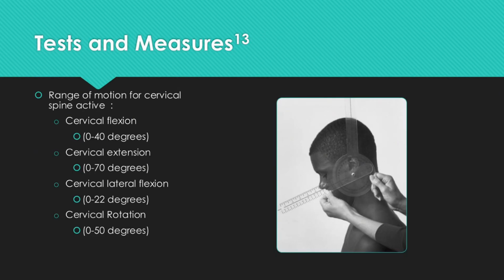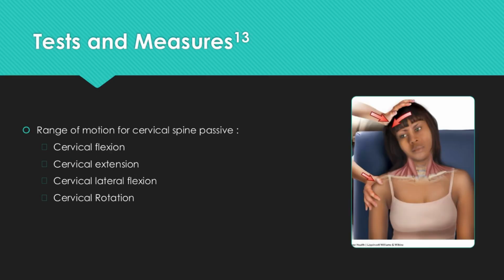So one of the testing measures we focused on was range of motion, which, as you can see, includes cervical flexion, extension, lateral flexion, and rotation. I also included the ranges of motion so that when you're working with people with these types of pathologies, you know what would be normal and what would be abnormal based on the limitations they may have. You can also do it passively, as I have here, which shows passive cervical lateral flexion.